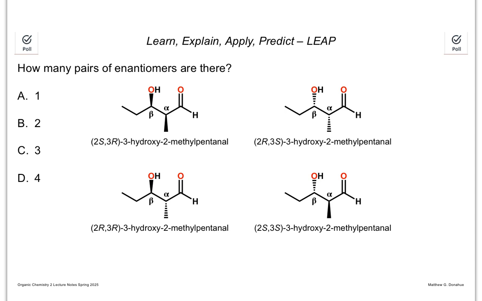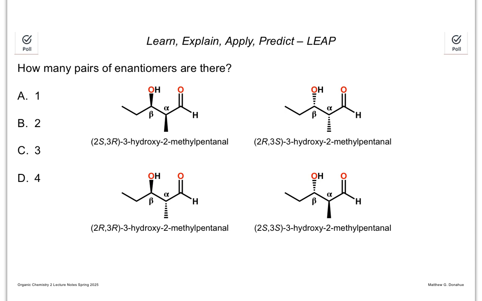this aldol reaction that gave two stereogenic centers, one at the alpha and one at the beta position. And so we have two stereocenters. 2 to the 2 is 4, so we end up with 4 total stereoisomers. So those are shown here for the aldol reaction of propanal.